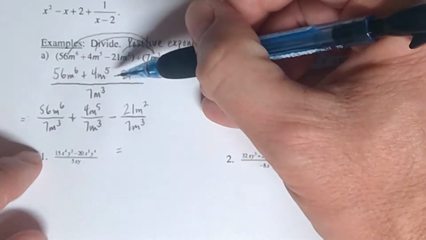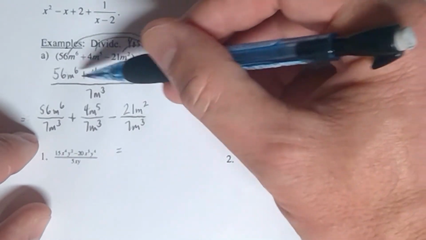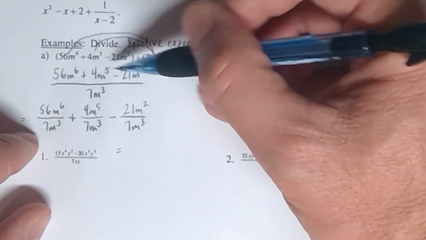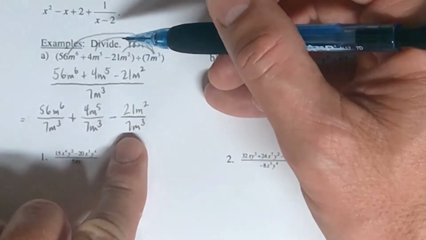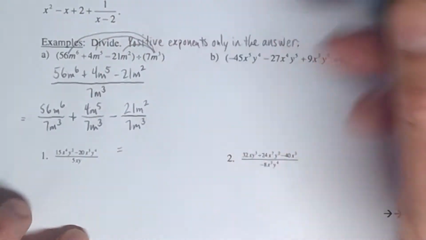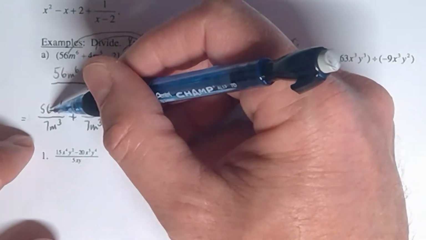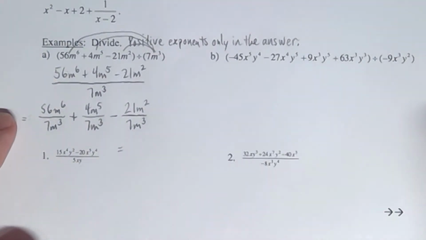Do not cancel when there's more than one term on either the top or the bottom. So since there's three terms here, don't start canceling stuff. Don't start trying to put it in lowest terms. But when you split it up into three separate fractions, then all three fractions have just a single term on the top and bottom. In that case, it's okay to cancel.